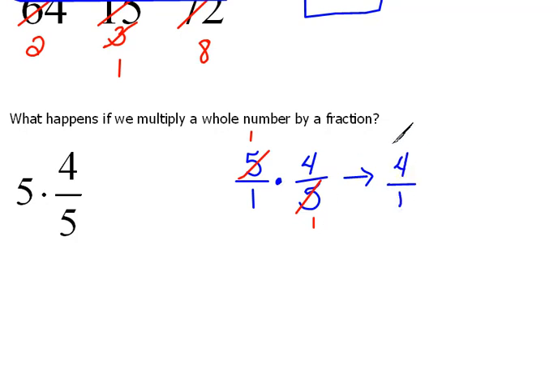Now this is an improper fraction, so we need to write it in lowest terms always. 4 divided by 1 is 4. So our final answer here would be 4.